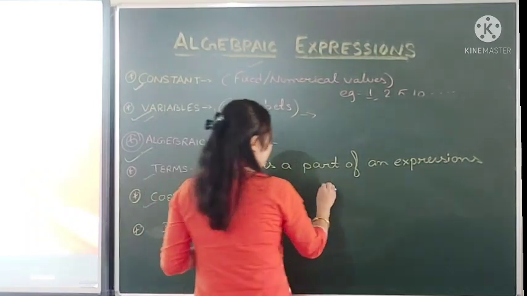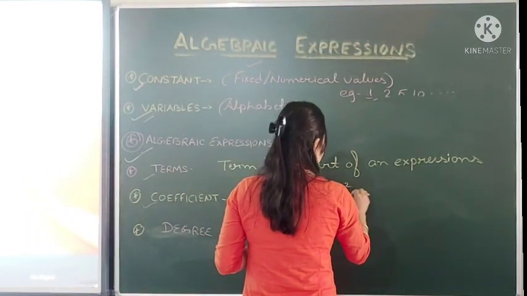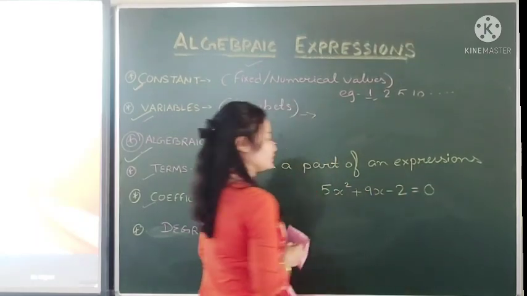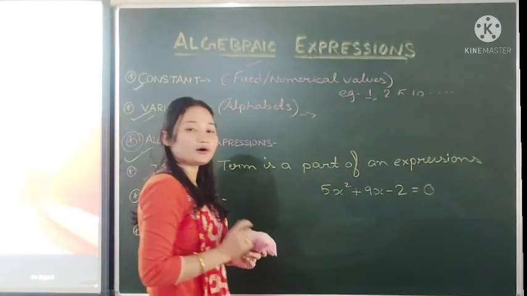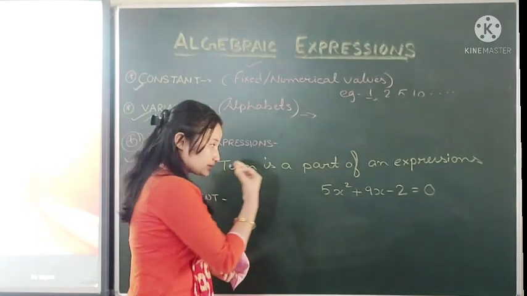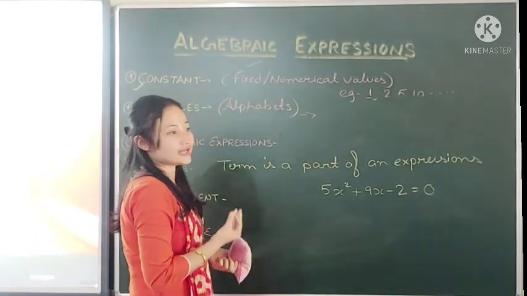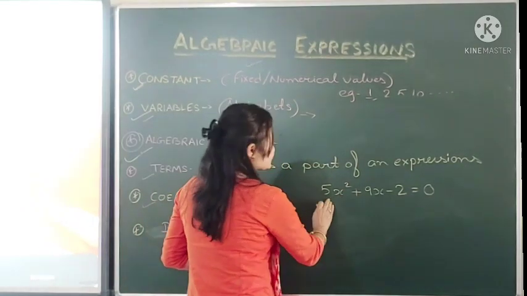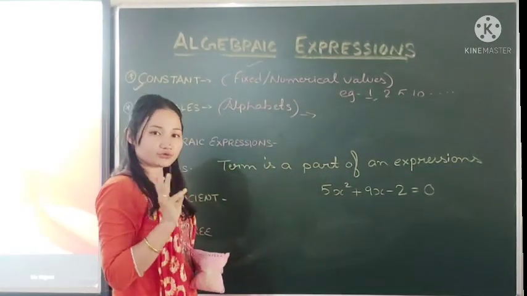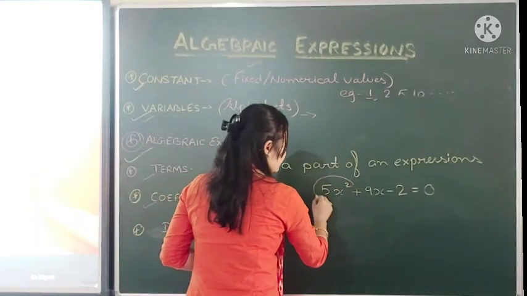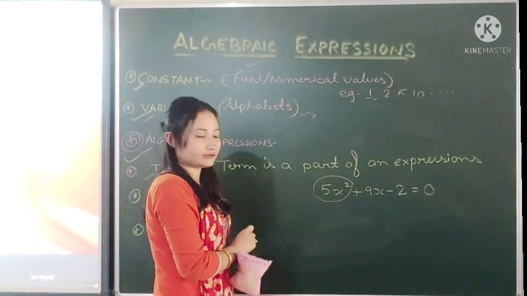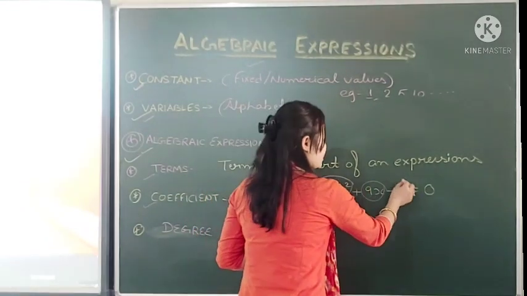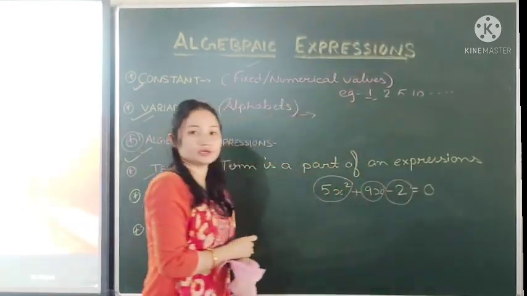For example, 5x square plus 9x minus 2 equal to 0. So in this expression, how many terms or what terms do we have? So let's see. Firstly, we can say in this expression we have totally 3 terms. So the first term is 5x square, right? The second term is 9x, and the third term is minus 2.